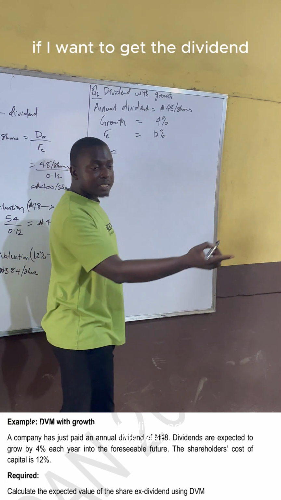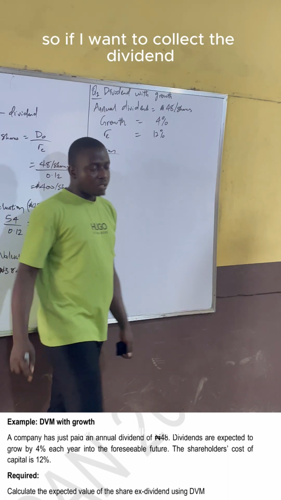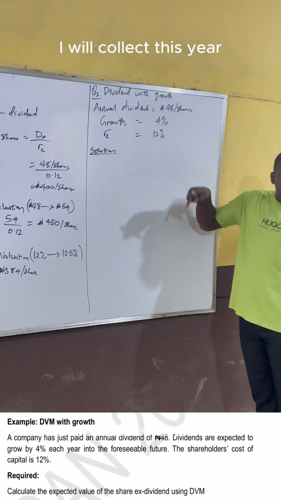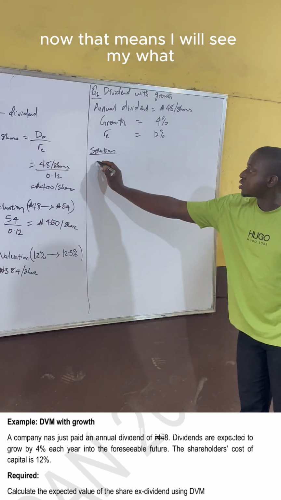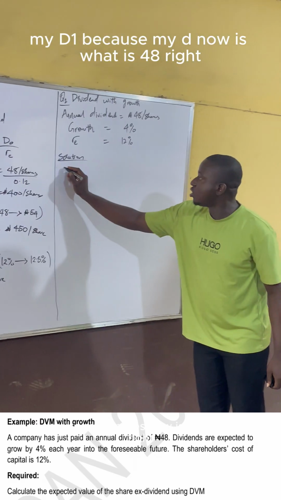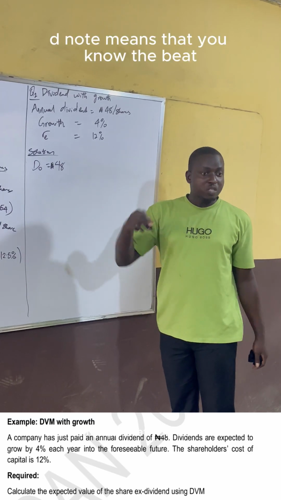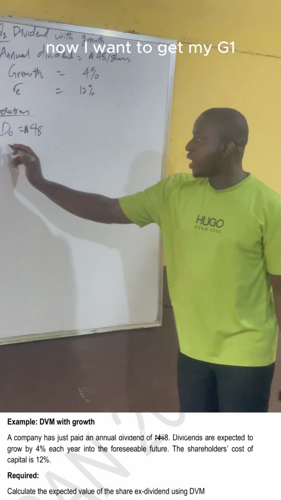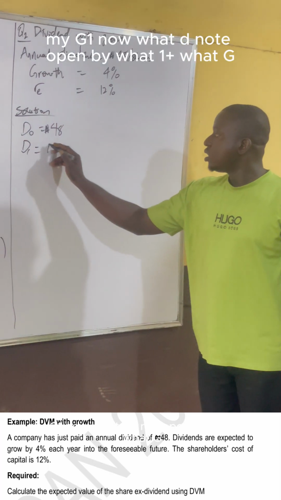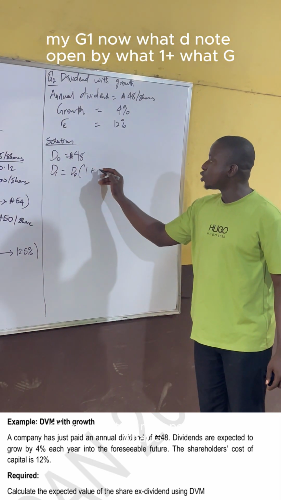So that means if I want to get the dividend I will collect this year, I will say my what? My D1, because my D naught now is 48, right? D naught means the one they paid. Now I want to get my D1. My D1 now is D naught, open bracket 1 plus G.